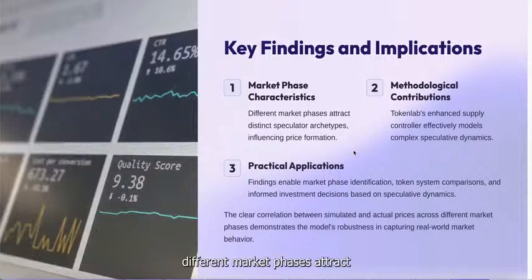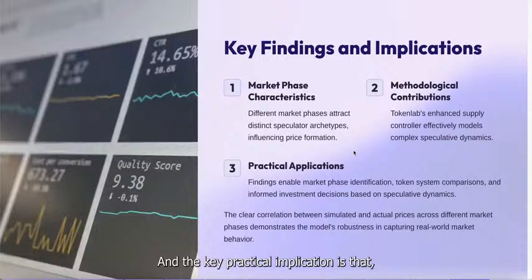First of all, different market phases attract distinct speculator archetypes, which influence the price. There were some enhancements we did in TokenLab also as part of this research, which will allow you to experiment with your own dynamics, right? And to either study existing projects or to run simulations for new and up-and-coming projects. Let's say you're thinking of launching your own project. You need to run some simulations to better understand how to adapt some of the parameters.